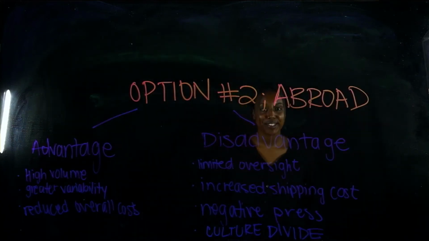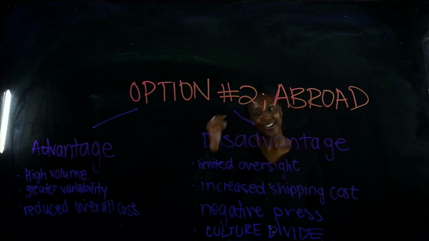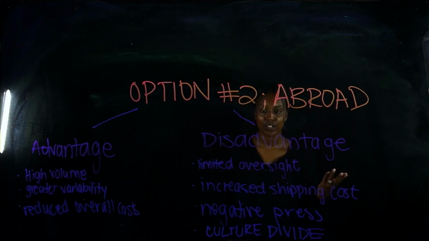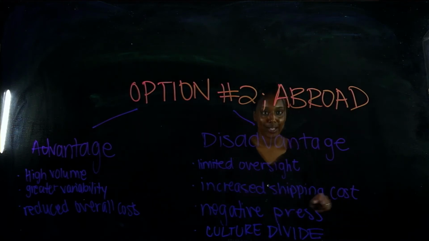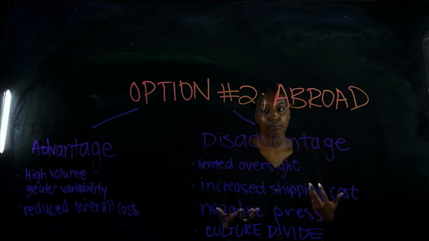Okay, option number 2, abroad manufacturing. First up, we're going to discuss the disadvantages. So, being that you most likely are located very far from the manufacturing site, there is limited oversight. You can't just take a quick little drive or a quick flight down to the manufacturing plant, and that kind of makes it hard to have that more interactive manufacturing process.